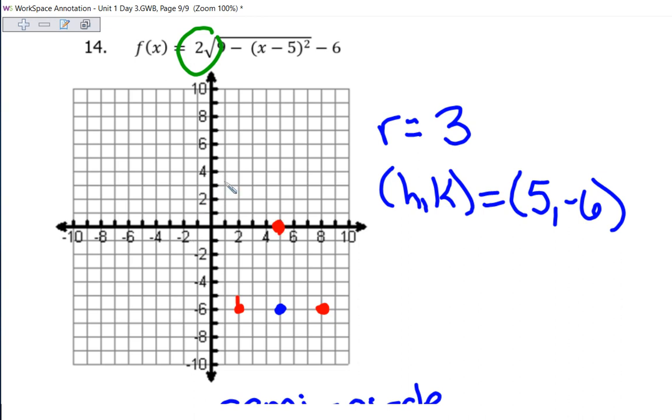And connect those 3 points. And there's our semicircle that's been stretched by a factor of 2. And make sure you erase those central points. Now your assignment is a worksheet, nothing from the textbook, so you don't have to have a textbook for today's assignment.